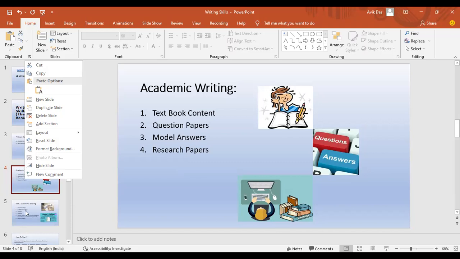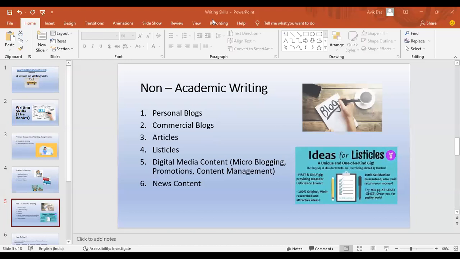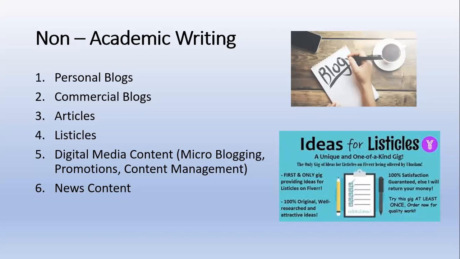The next category which I told you earlier was non-academic writing. The basic difference between academic and non-academic writing is the variations, the diversities. In academic writing, the focus is only on the textbook content, the way you are presenting it through questions and answers, or writing research papers. So that's a totally different ball game.